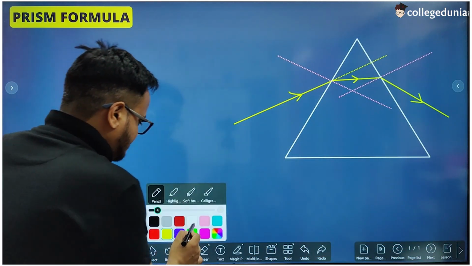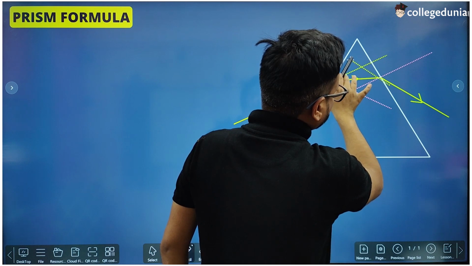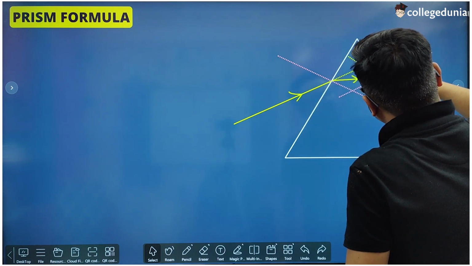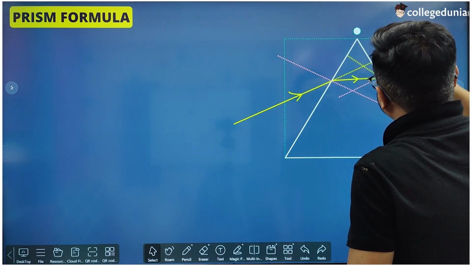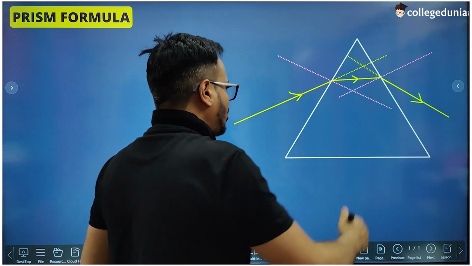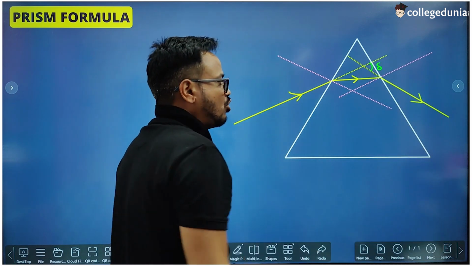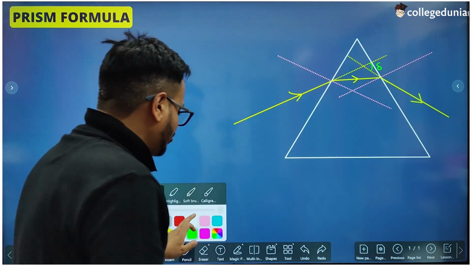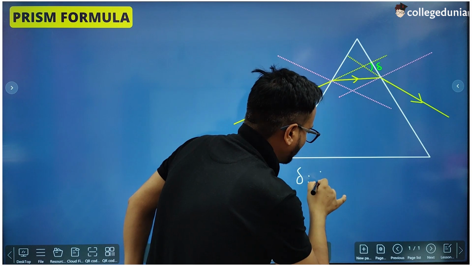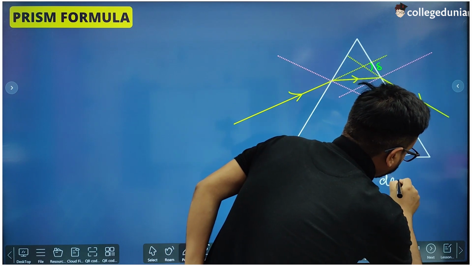So if I extend this path like this, this particular angle is represented by the symbol delta, and it is called angle of deviation.